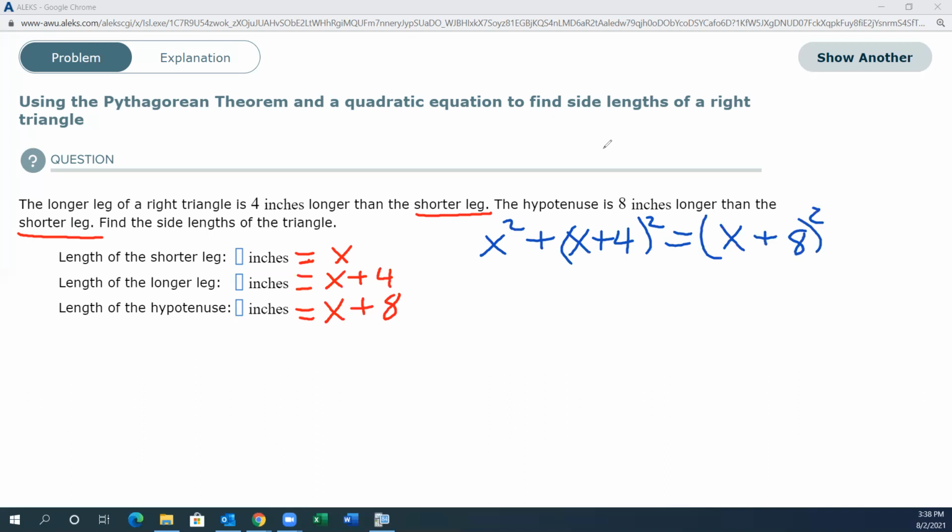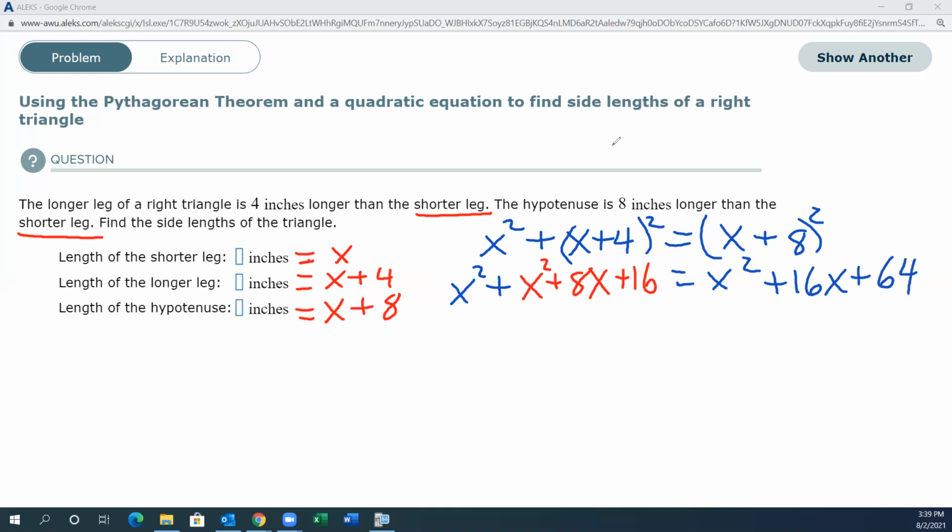All right, now to do this, we've got to multiply stuff out here. So (x + 4) squared is just (x + 4) times (x + 4), which ends up being x squared plus 8x plus 16. And this last binomial squared is x squared plus 16x plus 64.